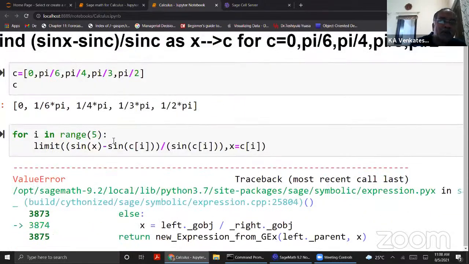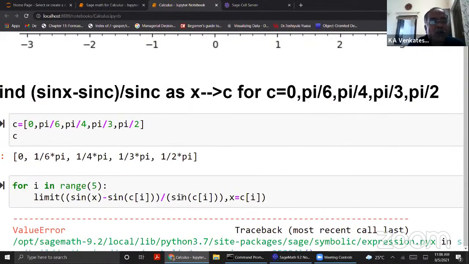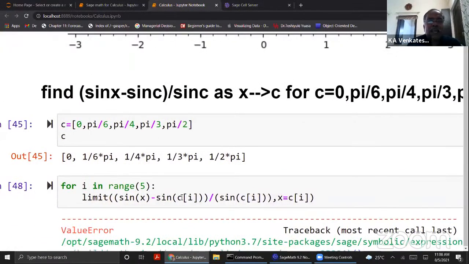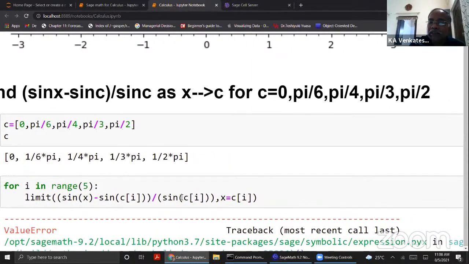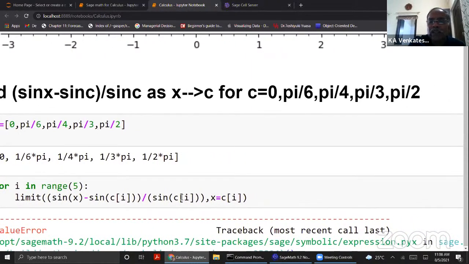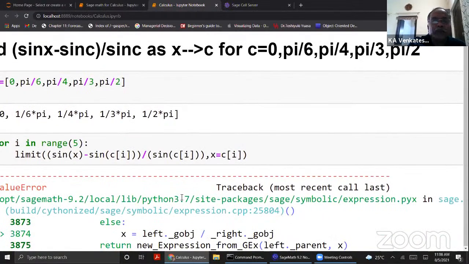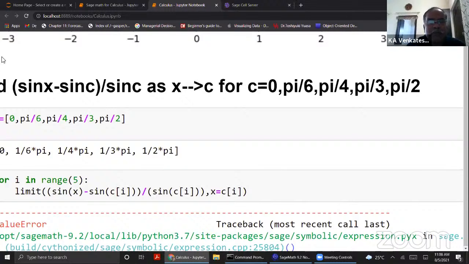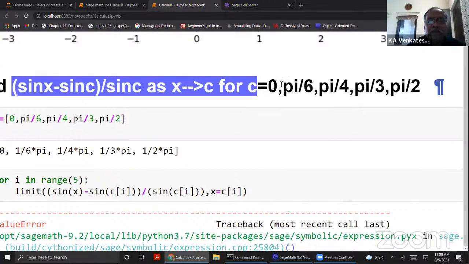So take this as a homework problem before tomorrow's class. I'll correct the code and let you know. The problem is sin x minus sin c by sin c as x tends to c, for c equal to 0, pi by 6, pi by 4, pi by 3, pi by 2. So, 1, 2, 3, 4, 5 values. So this is the problem, right? I'll put the problem separately.